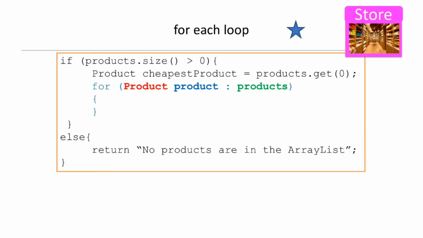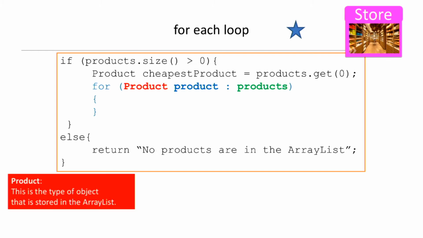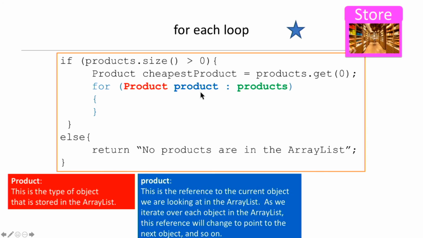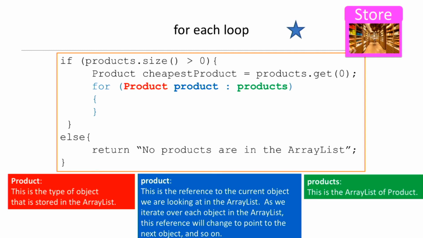Just to recap, again, color codes to help you understand. The red product here, this is the type of the object that's stored in the array list. The blue, this is the reference to the current object we're looking at in the array list. As we iterate over the objects in the array list, this reference will change to point to the next object and so on. And then the green, this is the array list of product called products.